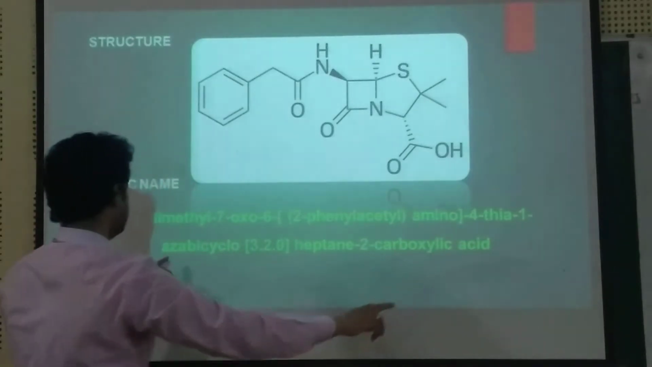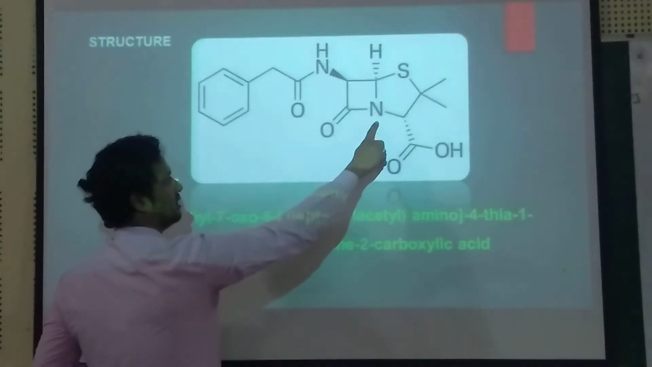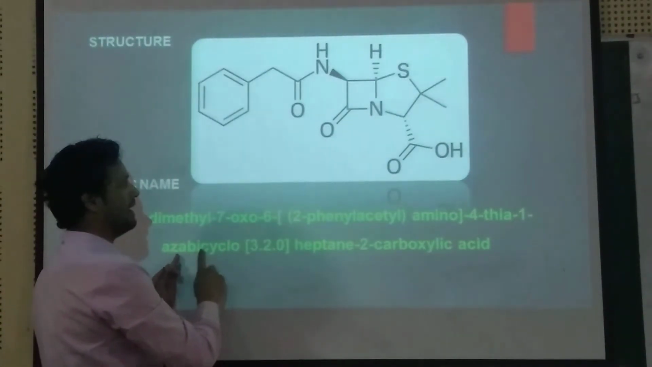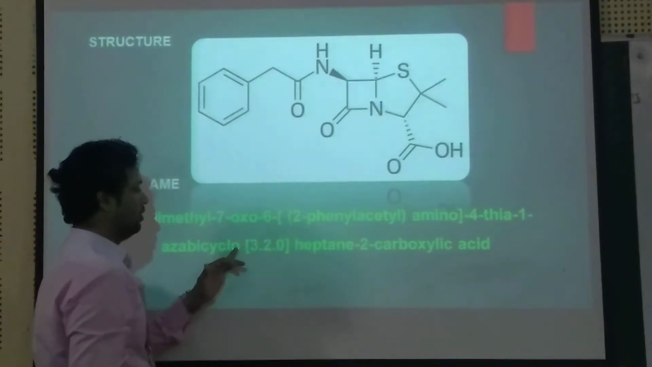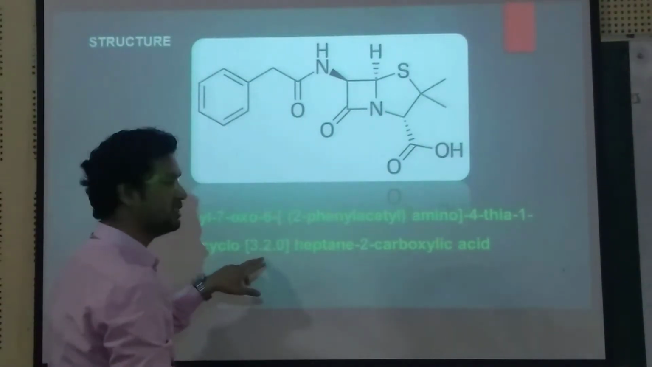On the first position, aza bicyclo. On the first position, nitrogen means aza. Bicyclo means there are two cycles here, so this is called bicyclo. Then 3.2.0. Yes, it's very important.